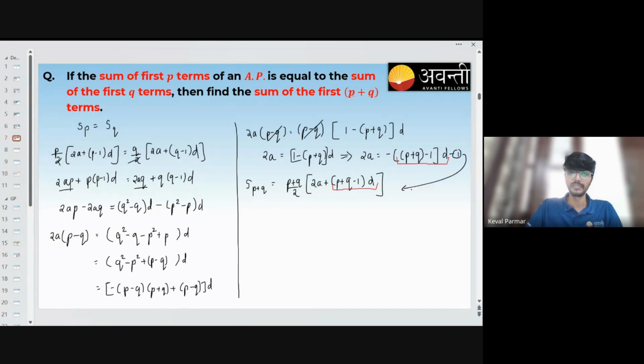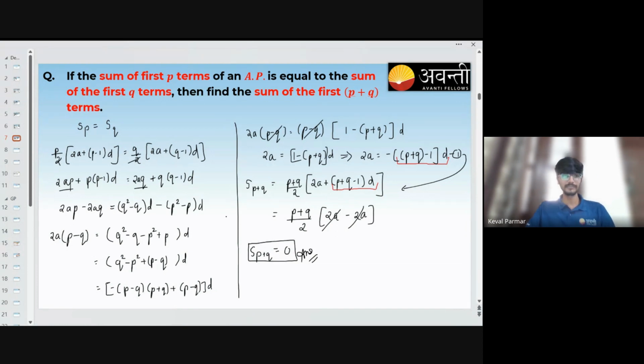If I substitute it here, I'll get P plus Q upon 2 into 2A. In place of this, what can I write? Minus 2A. The minus has gone, right? So 2A minus 2A will be 0. That means I'll get S of P plus Q is 0. So this is my answer. Correct? So what is the sum of first P plus Q terms? It is 0. Did you get it?